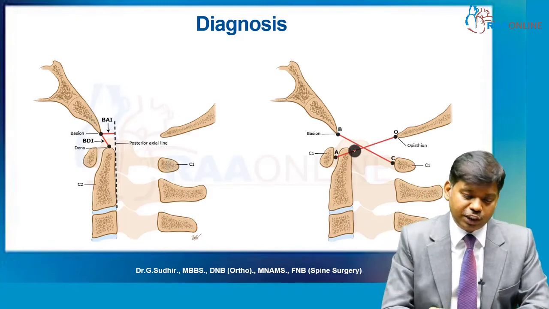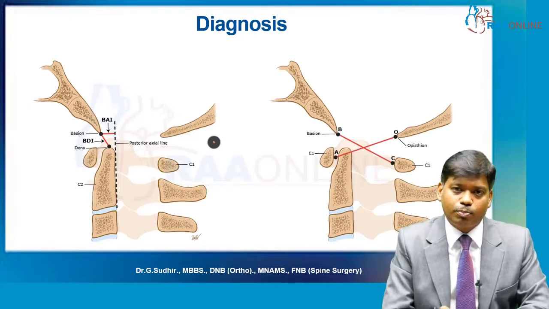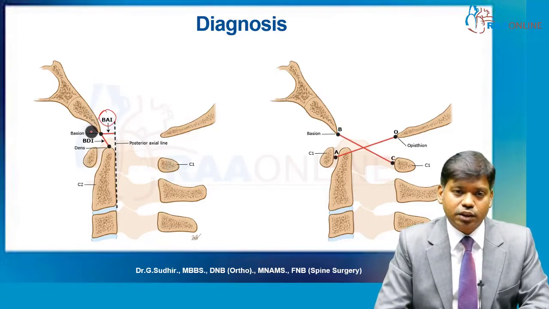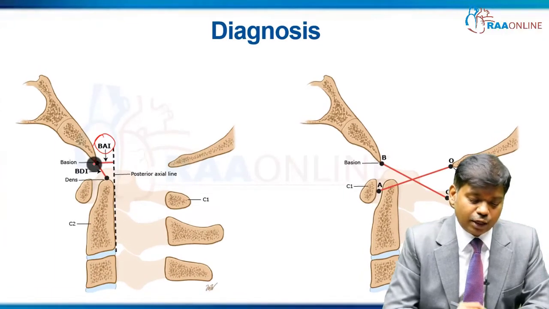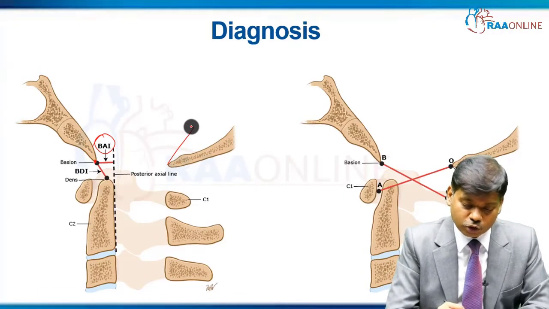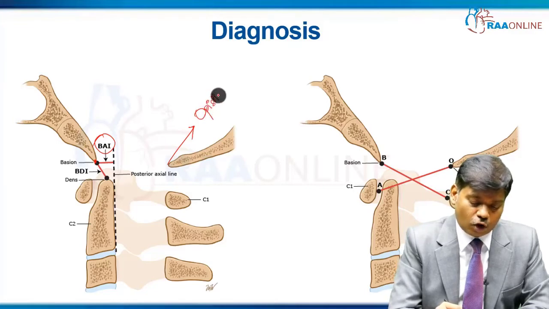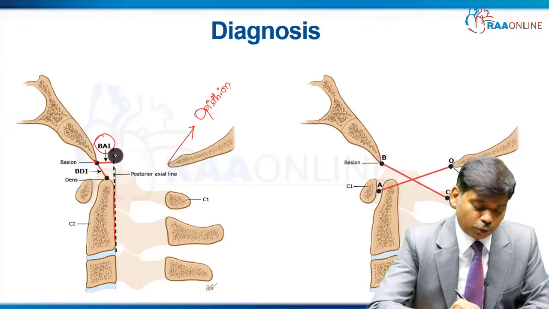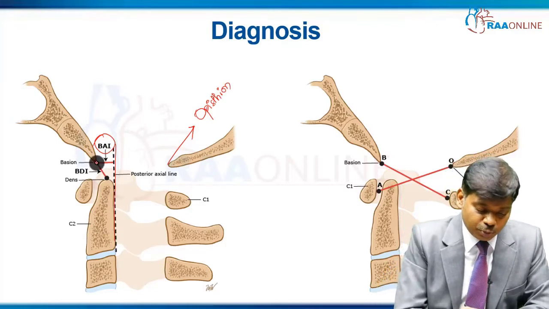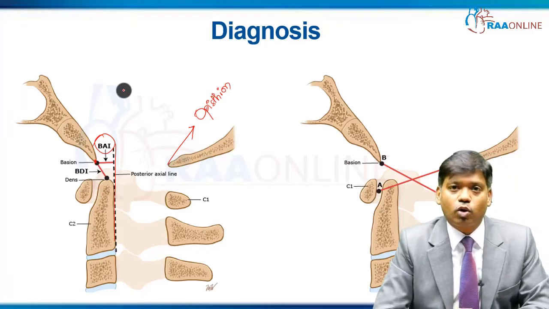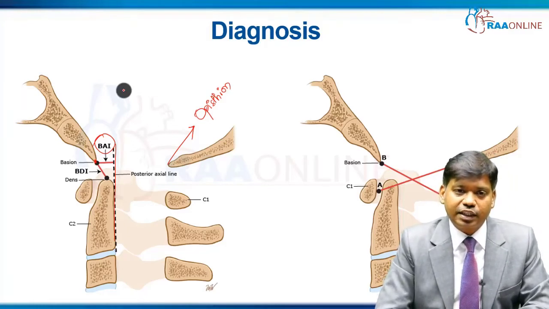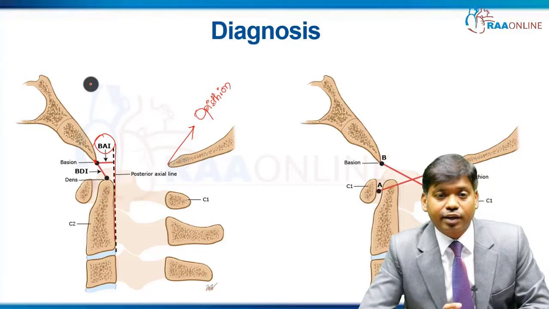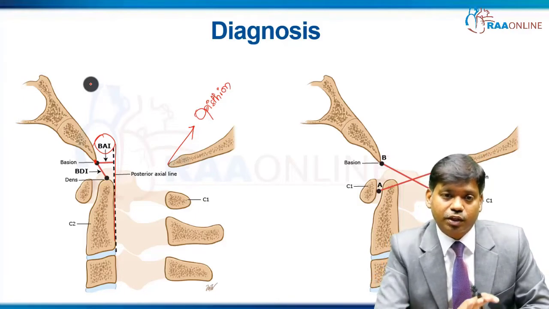Now, coming to the diagnosis, these two parameters in the x-rays are very important. First one is the BAI, called the basion axis interval. This point of the occiput, the anterior part, is called the basion, and this point is called the opisthion of the occiput. So for the basion axis interval, as the name indicates, you draw a line along the posterior aspect of the axis. The distance between the basion and this line is the basion axis interval. Whenever the basion axis interval is greater than 12 mm anteriorly or greater than 4 mm posteriorly, then something is wrong.